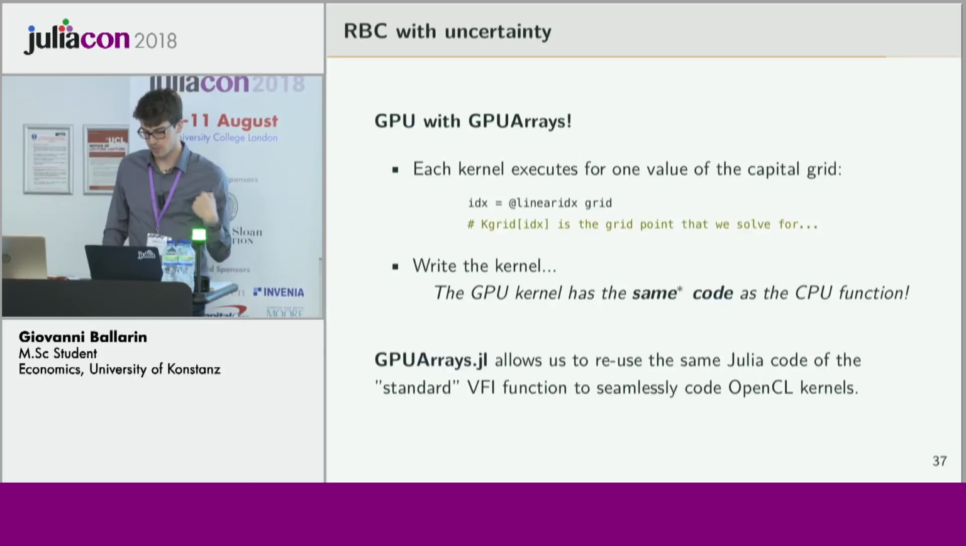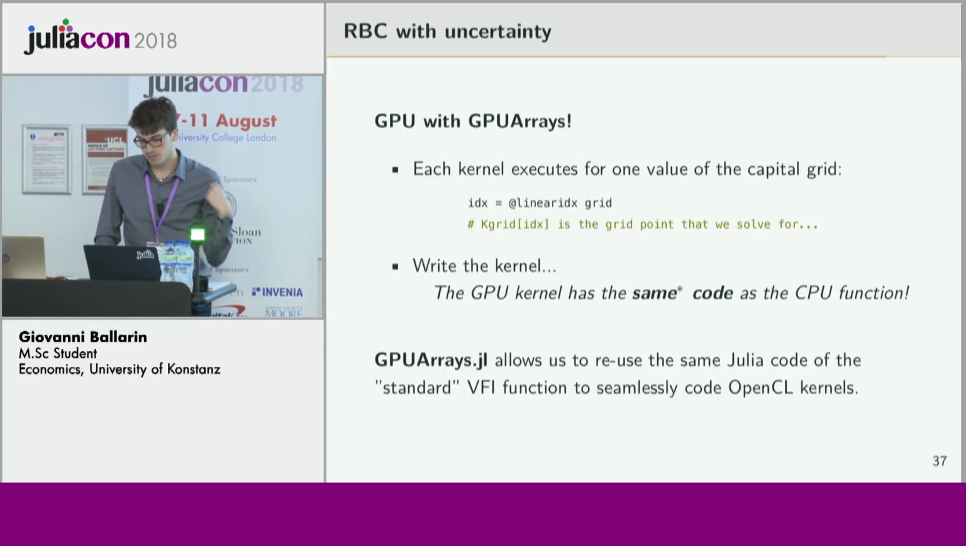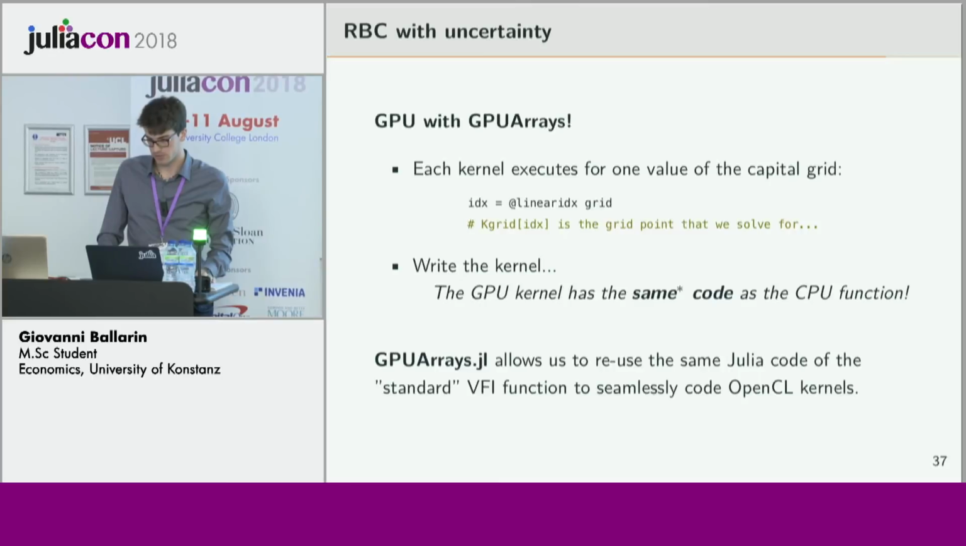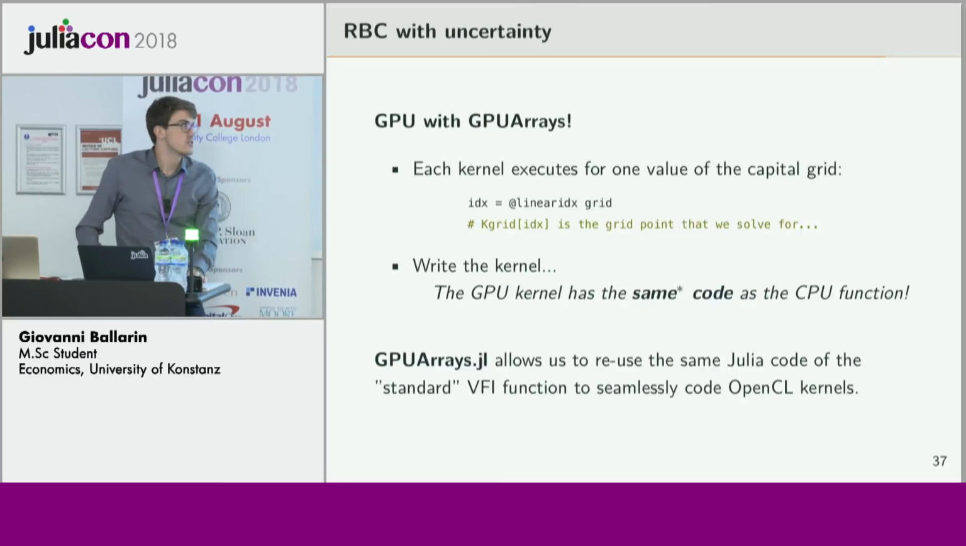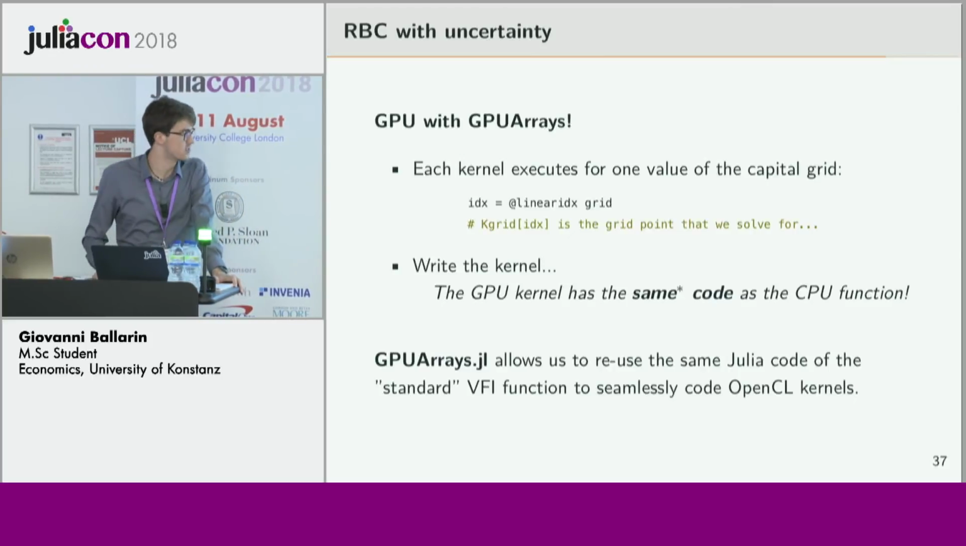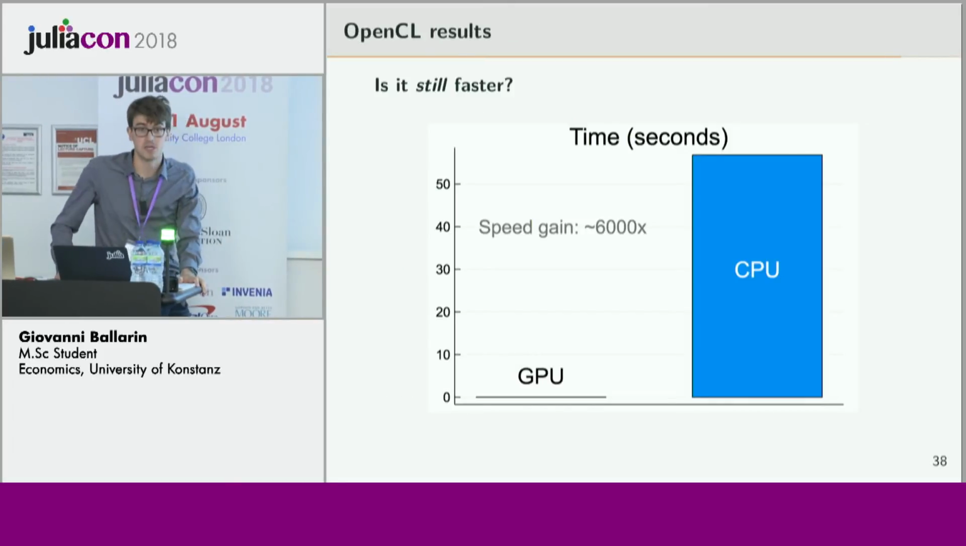So if we add the code, we can just use it much more easily and port it to the GPU with relatively zero effort, or really close to zero effort. And the question is, is this still fast? Is there some overhead? Is this good enough for us? Yes, it is. It's 6,000 times faster.